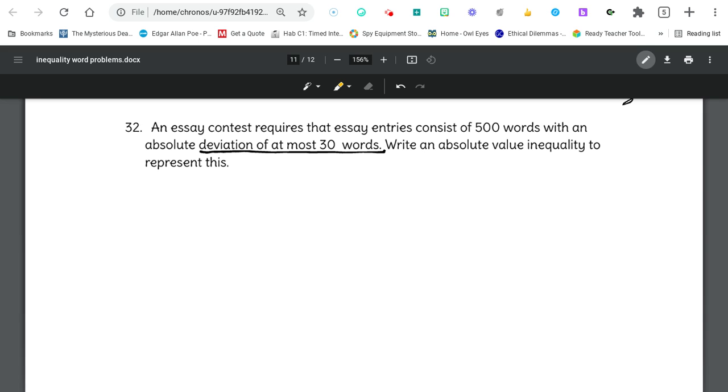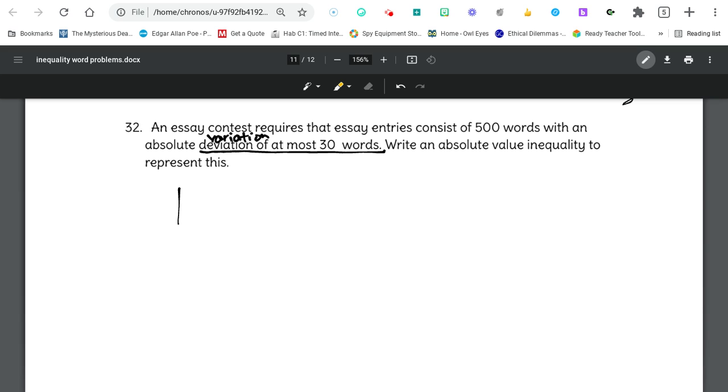Okay. You know what? I'm going to go over there because you may not understand what deviation is. I can quickly address that. Deviation is just your amount of variation. How much does it differ by, okay? All right, I'll go ahead and go over it. It says an essay contest requires that essay entries consist of 500 words with an absolute deviation or variation of at most 30 words. Write an absolute value inequality to represent this, and then we're going to solve it, guys.